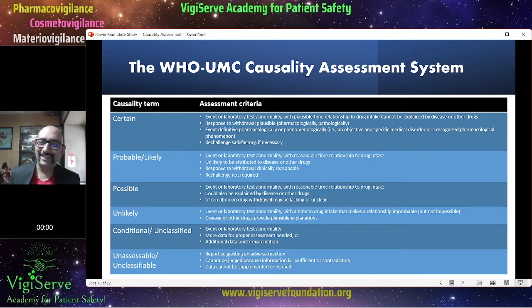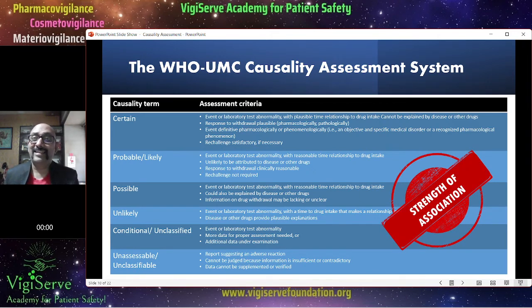And finally, if you cannot assess based on the information available, then it becomes unassessable or unclassifiable, right? So based on the information available, you would be able to determine. Now, if you look at the previous example, you might come to the conclusion that it is certain causality, or maybe some people would say it is probable. So it can vary, and this is the way it works.